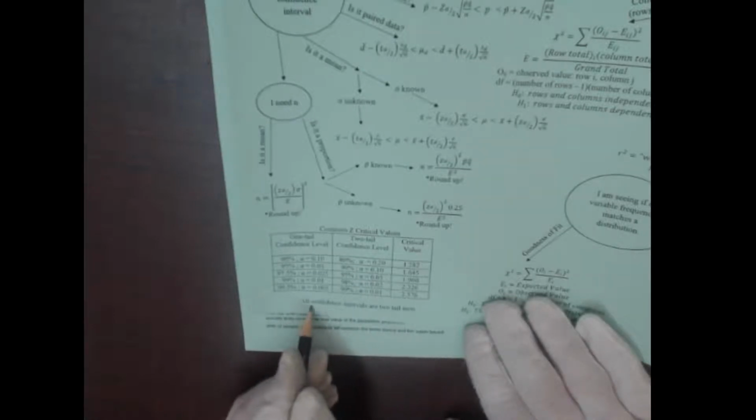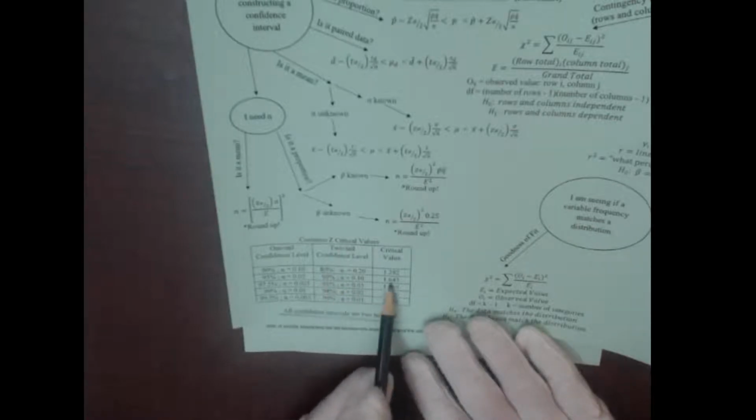And notice at the bottom, I say all confidence intervals are two-tailed tests. That's extremely important. You should maybe underline that. All confidence intervals are two-tailed tests. So remember that. Here's how easy this is. We have a 90% confidence level. So find where it says two-tail, because all confidence intervals are two-tailed. Then come down to 90%. Boom, there's your number. It's hard to read, but it's 1.645. That's it.